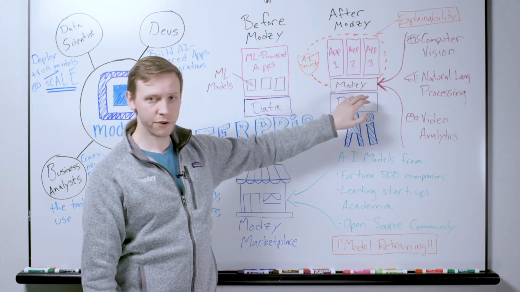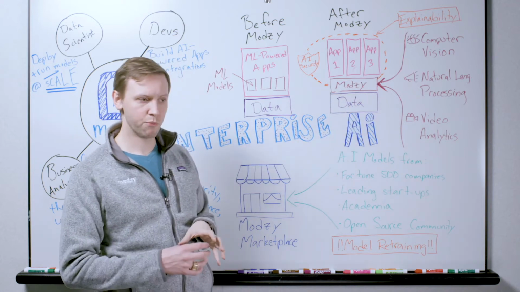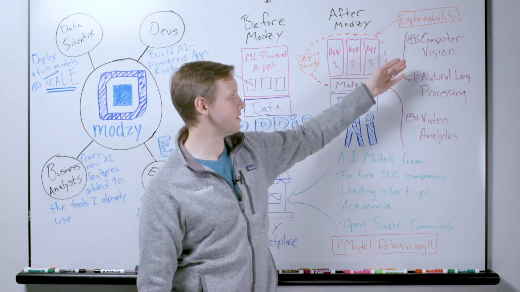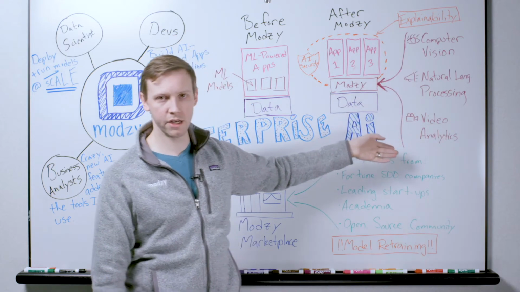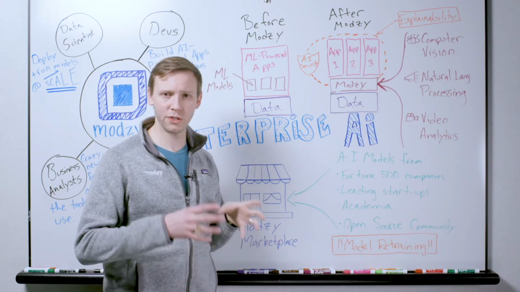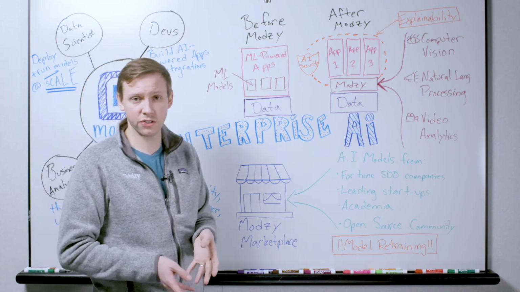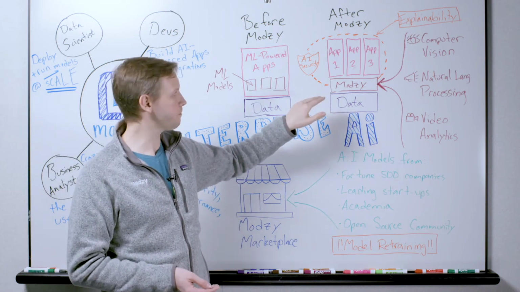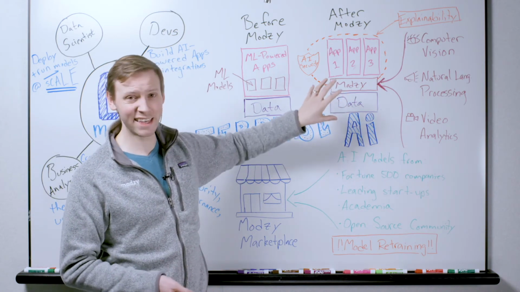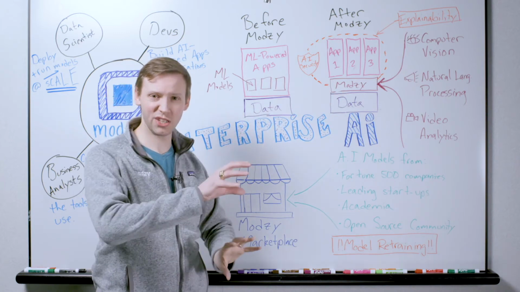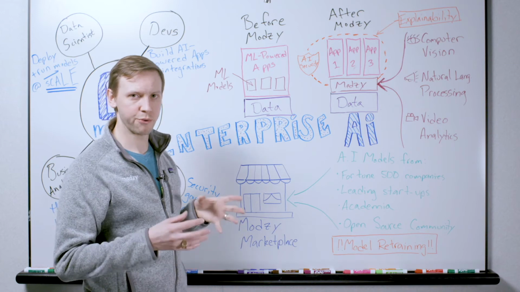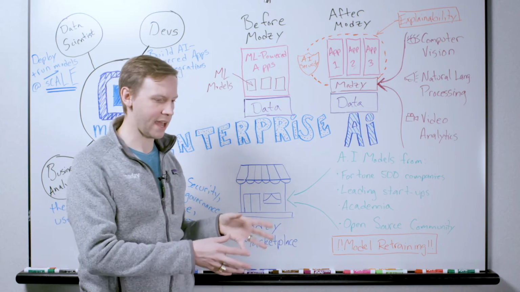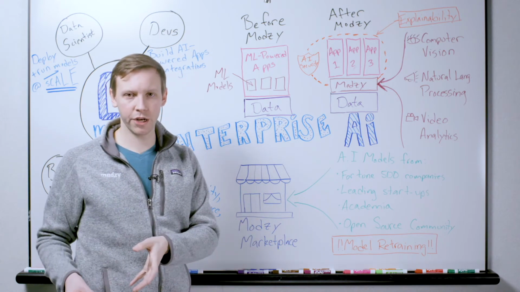All of the algorithms within Modzy can be really whatever you need them to be, but this includes things like computer vision, natural language processing, and video analytics. But really, whatever tools and machine learning algorithms your organization is looking to use, Modzy can support them. In addition to this decoupling of applications from machine learning, we've added a couple of other things that we think are really helpful for the transformation from AI in the lab to AI in production.